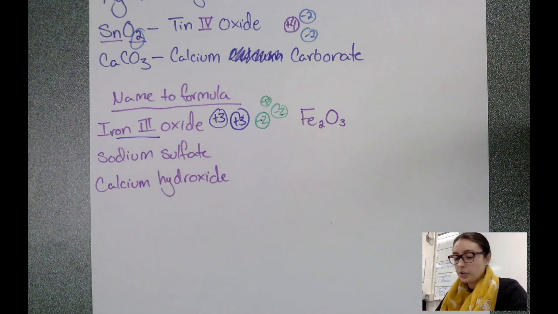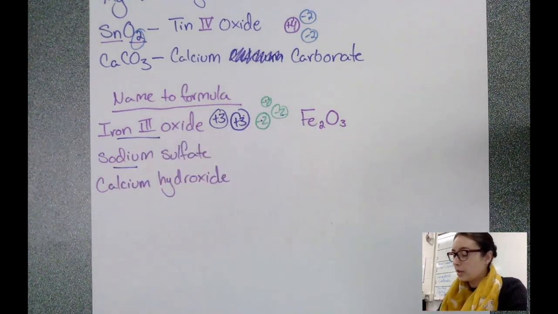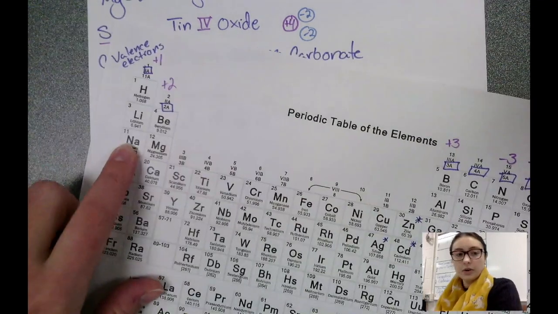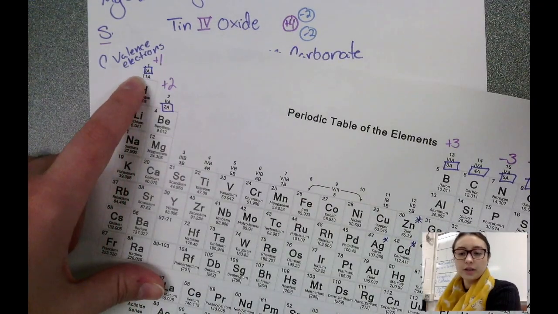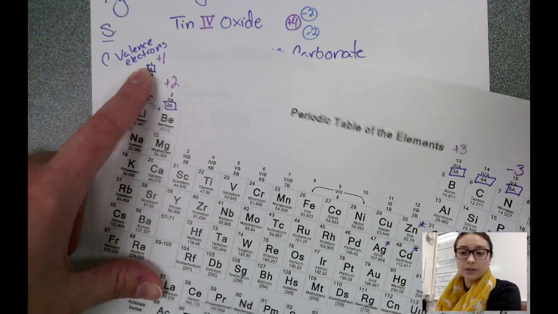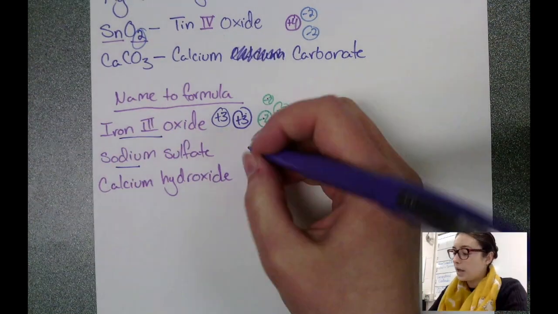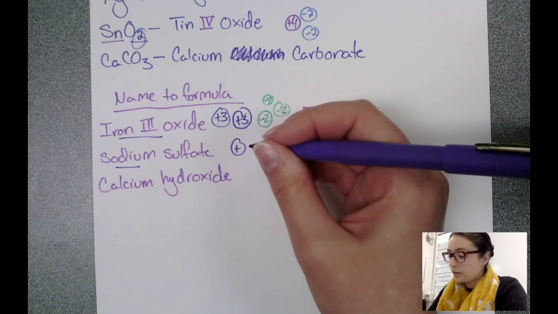Next up, let's look at sodium sulfate. Sodium, well, we've got to look at the periodic table. Sodium's a part of group 1, so it's going to lose a valence electron to form a positive 1 charge. So I know sodium is going to be a positive 1.